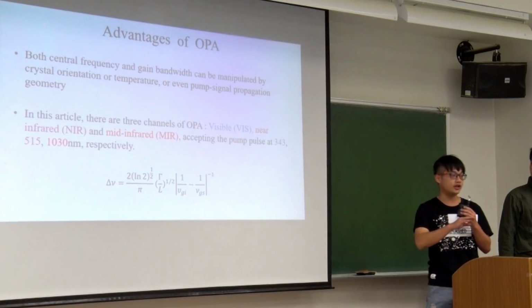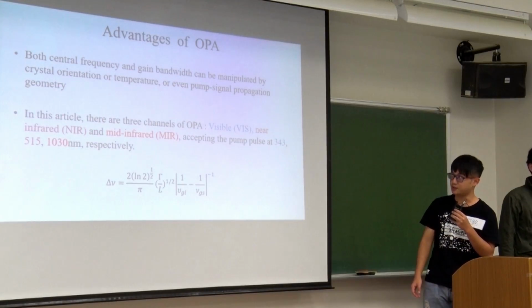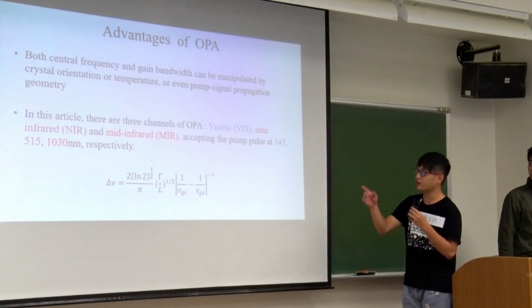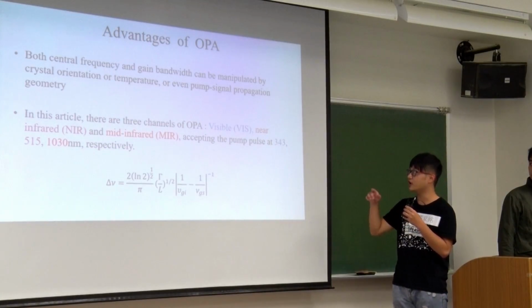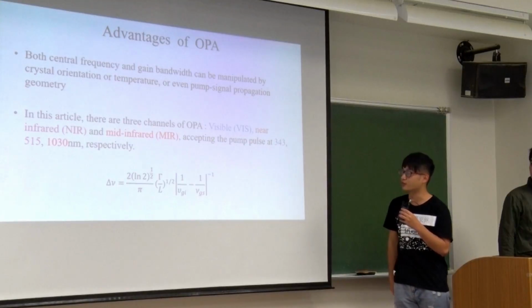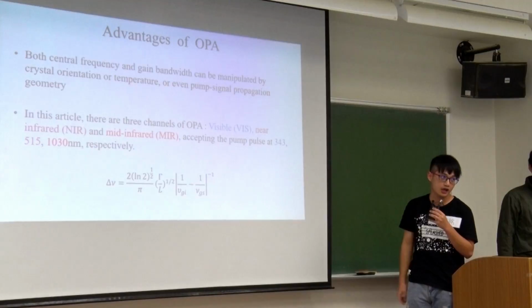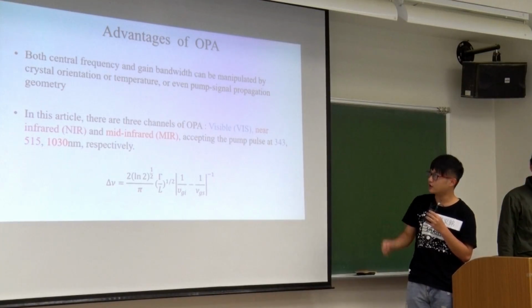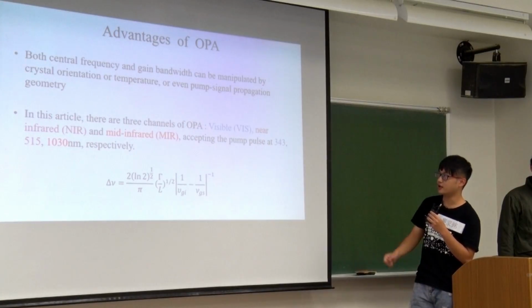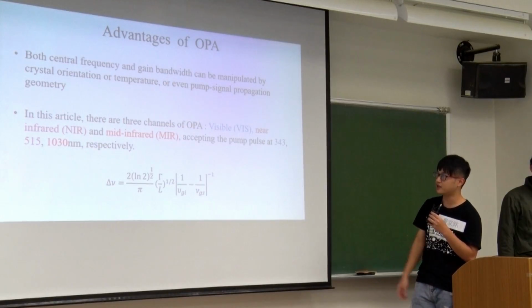And this is quite good when you are setting up an experiment. And in this article, there are 3 channels of OPA, as I just mentioned. We have first one, visible light OPA, and it is pumped at 343. I label it in the blue color. And then near infrared NIR, pumped at 515, and I color it with brown. And then mid infrared MIR with 1030 nanometer, and I color it in red respectively.